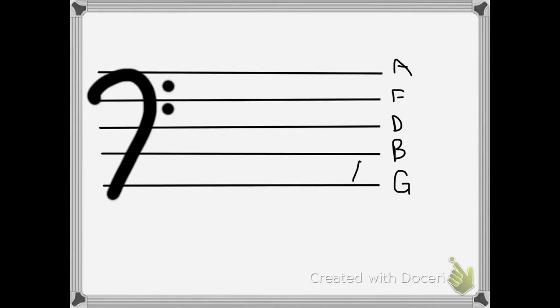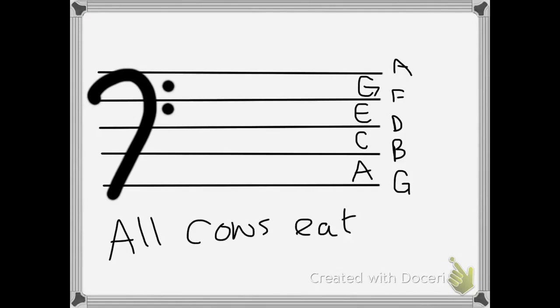The space notes are A, C, E, G. Or, all cows eat grass. And again, you can think through your alphabet. At the bottom line you have G, then you go back to A for the space, next line B, next space C, D, E, F, G, A. Just in order like that.